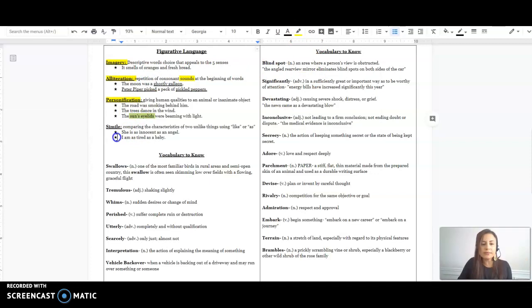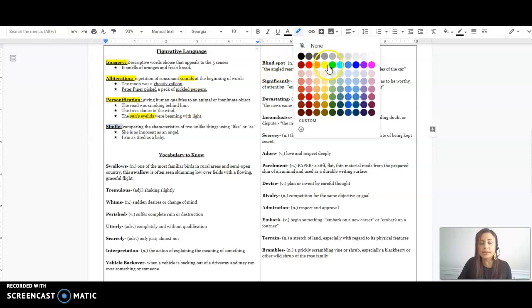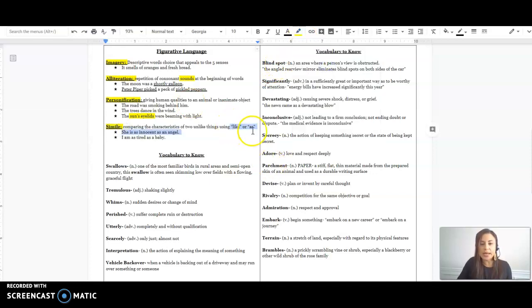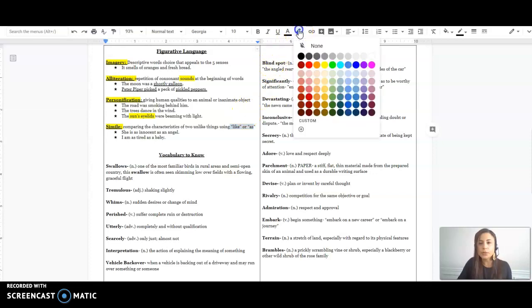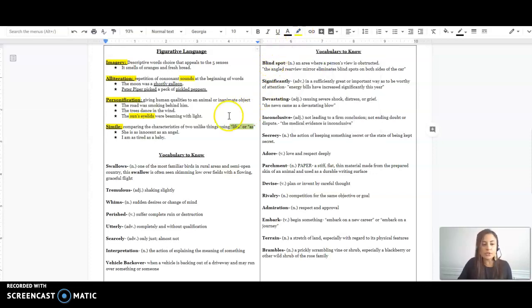Then our last figurative language, we have simile. A simile is where we compare two unlike things using like or as. Okay, so we have two examples for you. She is as innocent as an angel, and I am as tired as a baby.